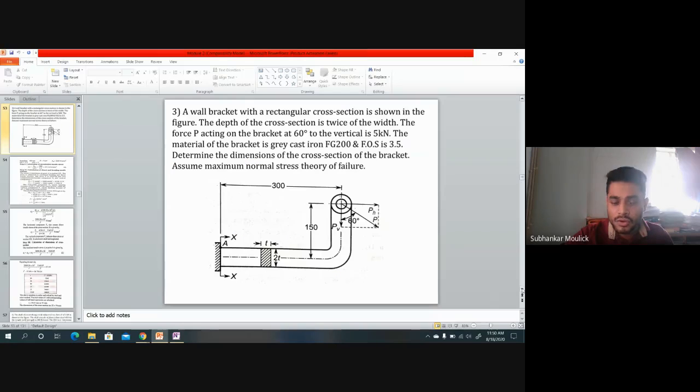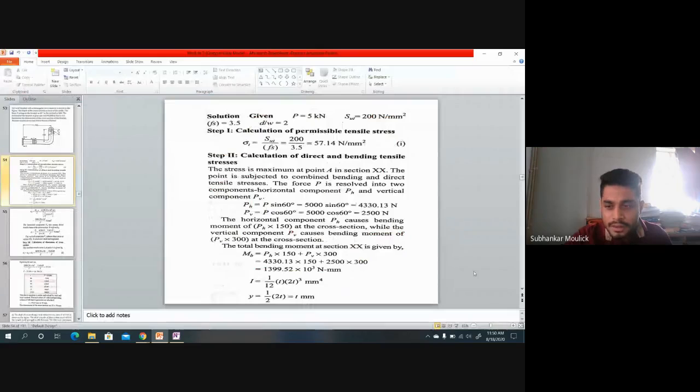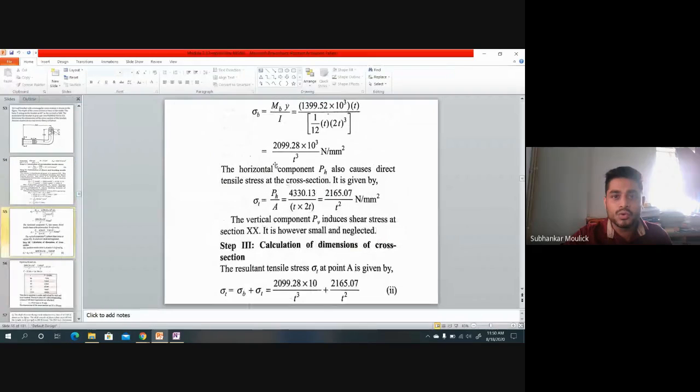Okay, so I got the value of sigma b to be 2099.28 into 10 to the power 3 upon t cube Newton per millimeter square.